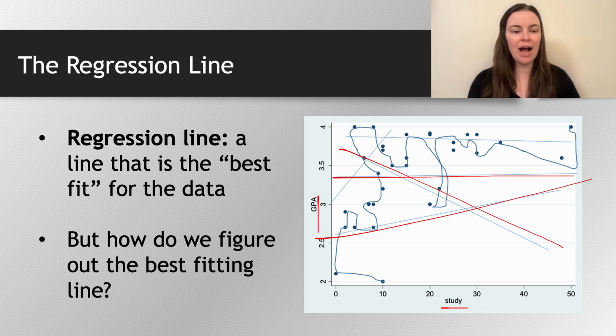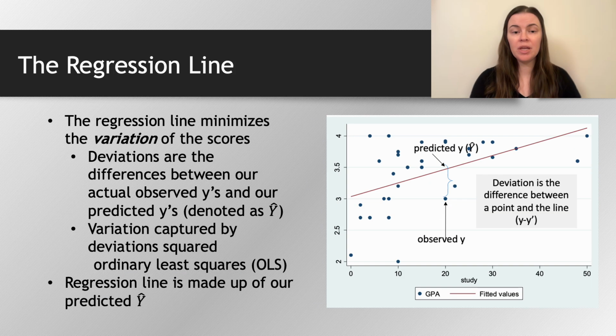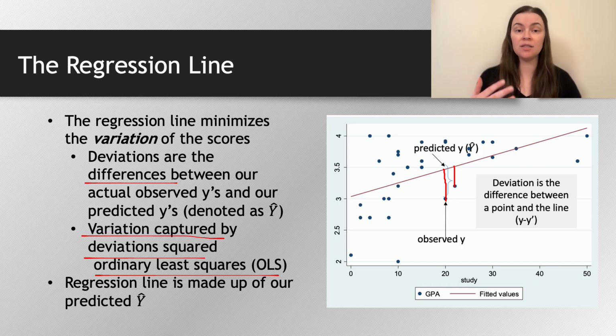And so how do we figure out the best fitting line? Well, regression allows us to actually do that. In doing so, the regression line minimizes the variation of the scores, and it does this by taking the deviations of those differences between our actual observed Ys and our predicted Ys. So I kind of mentioned this before. What it's doing is taking all of these relative to the averages, and it's taking those differences and calculating them for us. It is then taking that variation as captured by our deviations and squaring those into an ordinary least squares, or what's known as an OLS model.